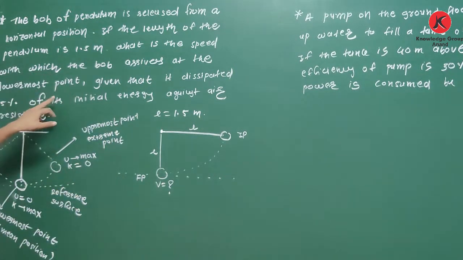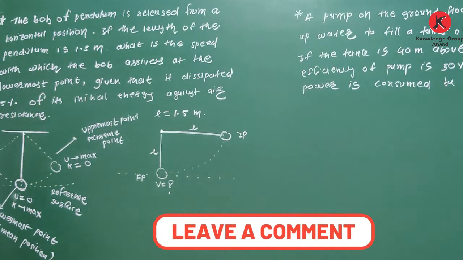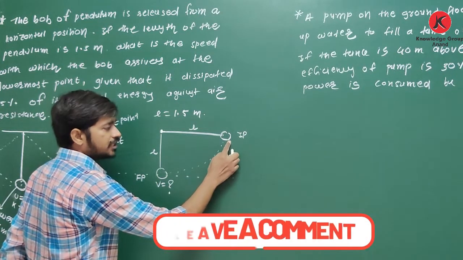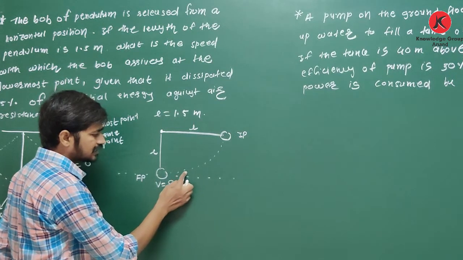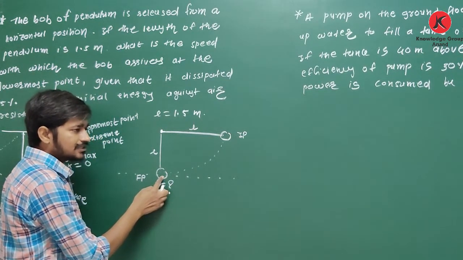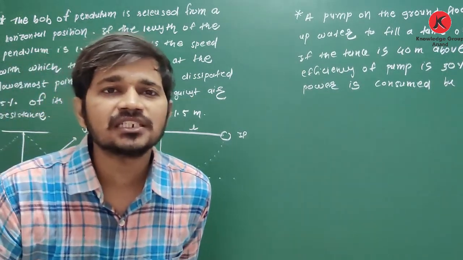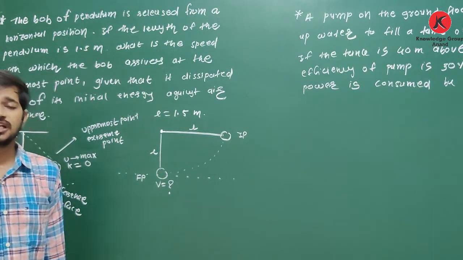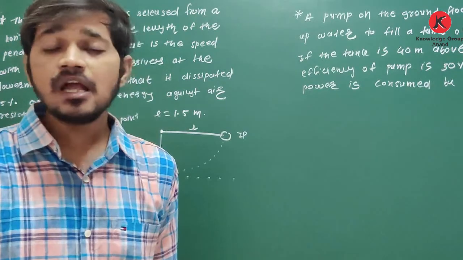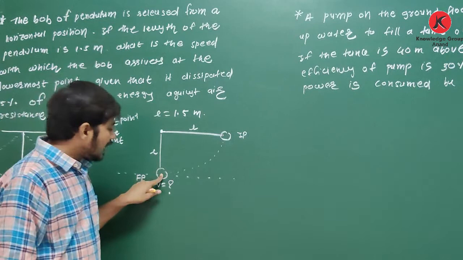But here it is given that it dissipated 5% of its initial energy against air resistance. At this point, it has potential energy, and 5% is used. Then when it reaches the lowermost point, it has only 95% of its initial energy. Yes, it is, because 5% is used.